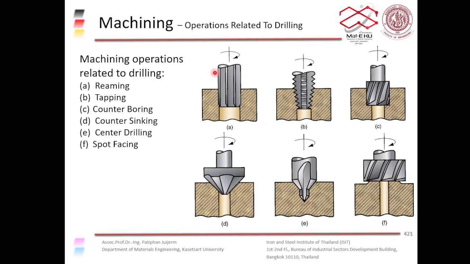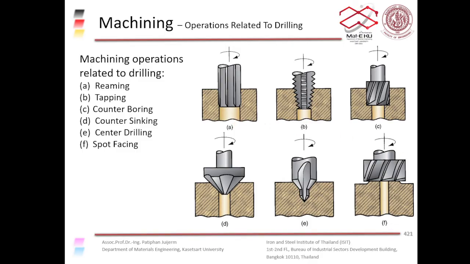Okay, we have other operations related to drilling. Drilling produces a hole, but there are other operations which involve holes that are not just drilling a hole. For example, reaming. Reaming is a process to widen a hole. You might drill an original hole that is too narrow, so you use a reaming bit to widen it.